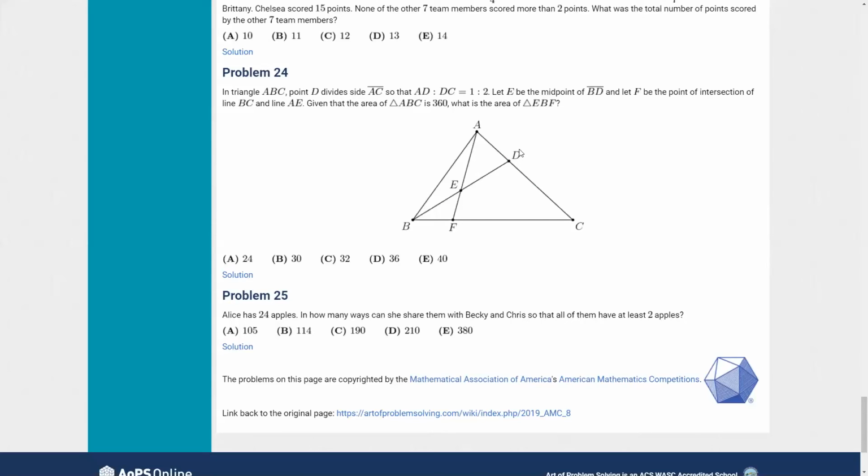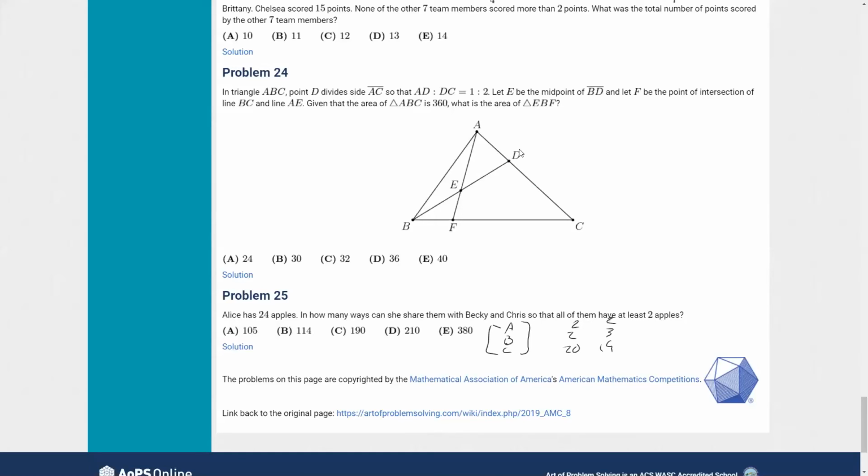So, in order to solve this question, we need to think of these 3 different people as a set of numbers. So, what I will do is I will write something just like this: A, B, and C. So Alice, Becky, and Chris each have a minimum of 2 apples, but the total has to be 24. So what I'm going to do is I'm going to pick one person to have the least amount possible, which is just 2. So Alice will have 2, Becky will have 2, and that means Chris gets the rest, 20.